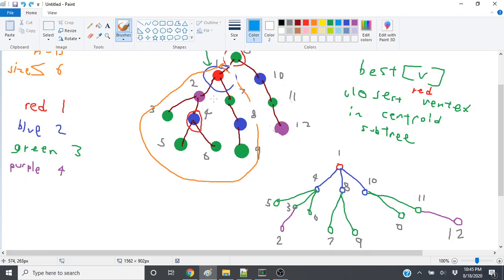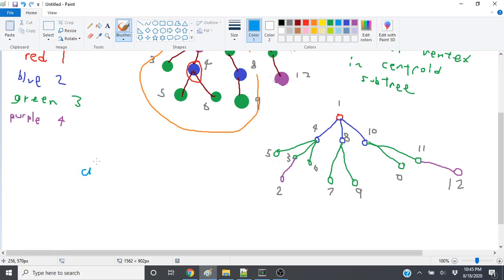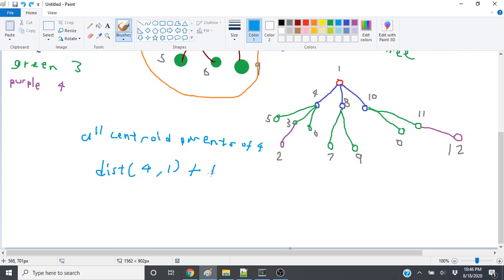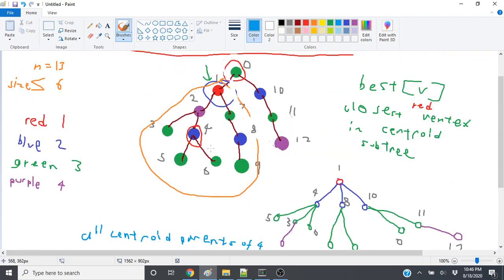So we can do the exact same expression that we need for all centroid parents, that is, parents of 4 in the centroid tree. It'll be the minimum value of the distance from 4 to whatever the parent is. So for example, 4 and 1, plus the closest red vertex to 1, which in this case would be this 0, plus best of 1. So this is why we need the distance function, because these two vertices aren't necessarily connected. They can be on opposite sides of the tree, for example.